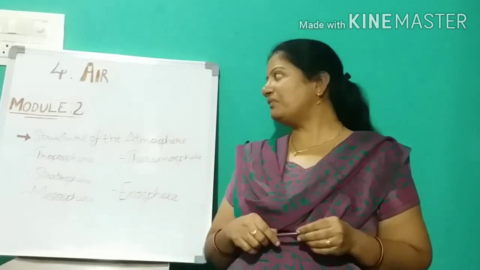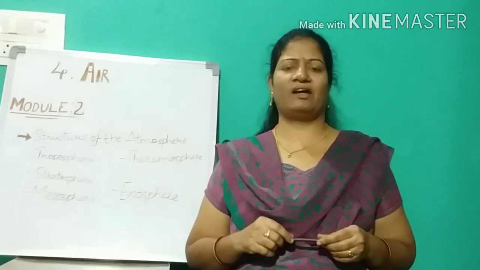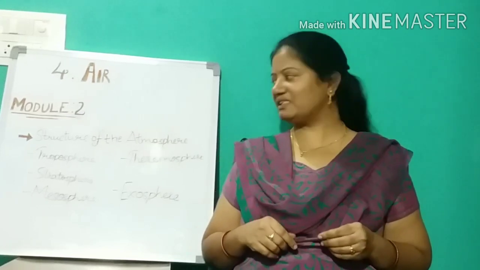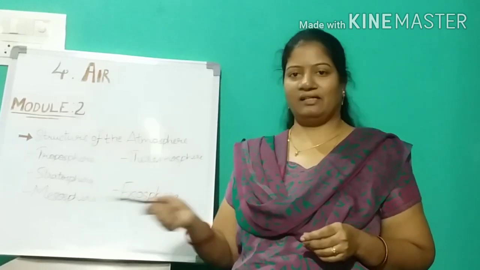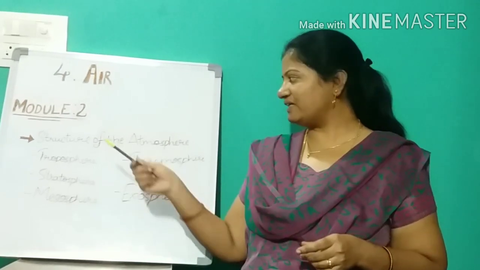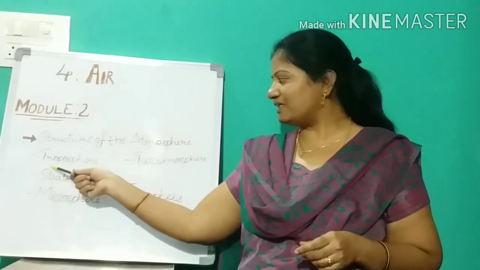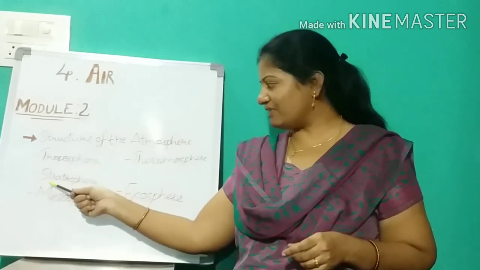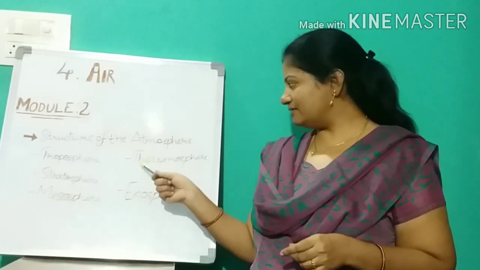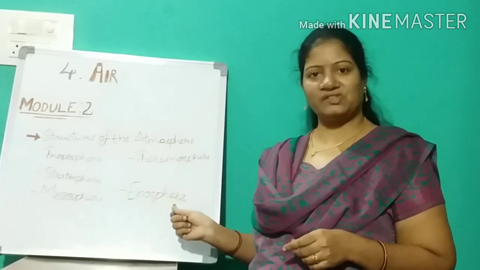So now in module 2, the structure of the atmosphere. You already know the structure of the atmosphere from previous classes, just the layers, right? The structure of the atmosphere contains 5 layers. The first one is the troposphere, the second is the stratosphere, the third is the mesosphere, the fourth is the thermosphere, and the last and final one is the exosphere.